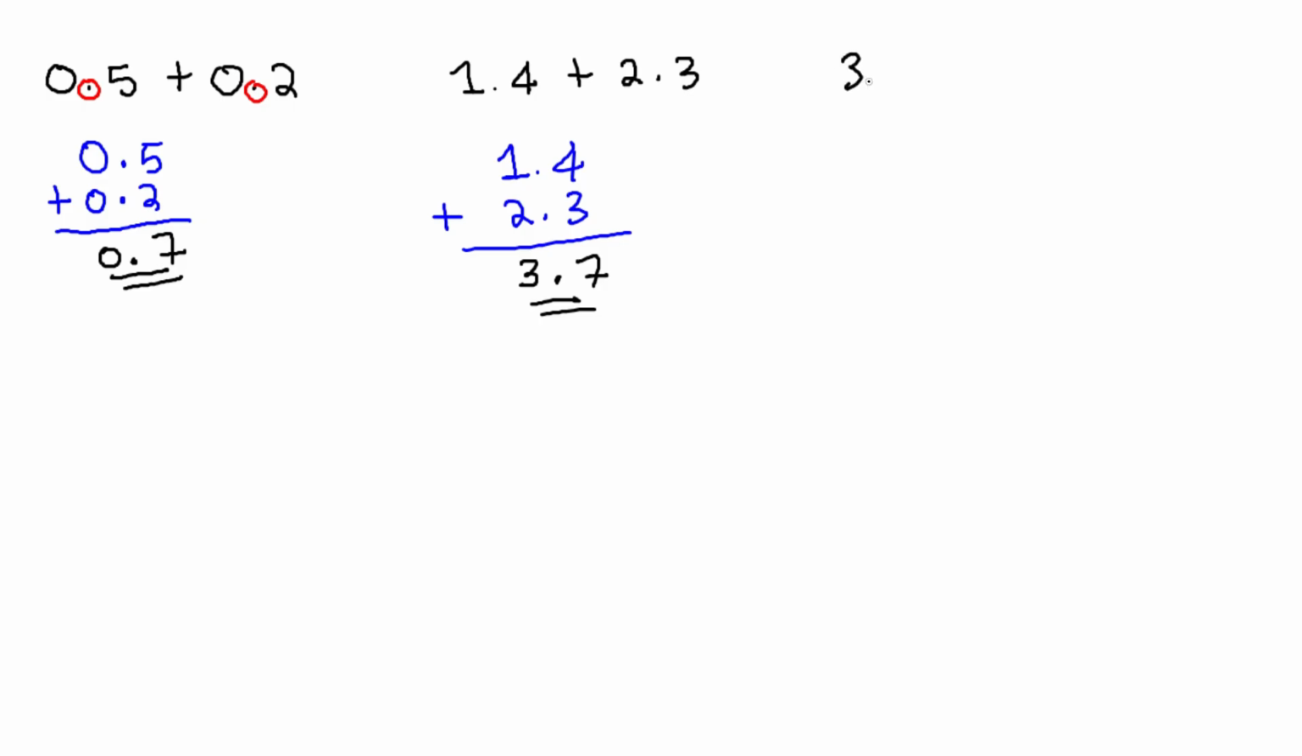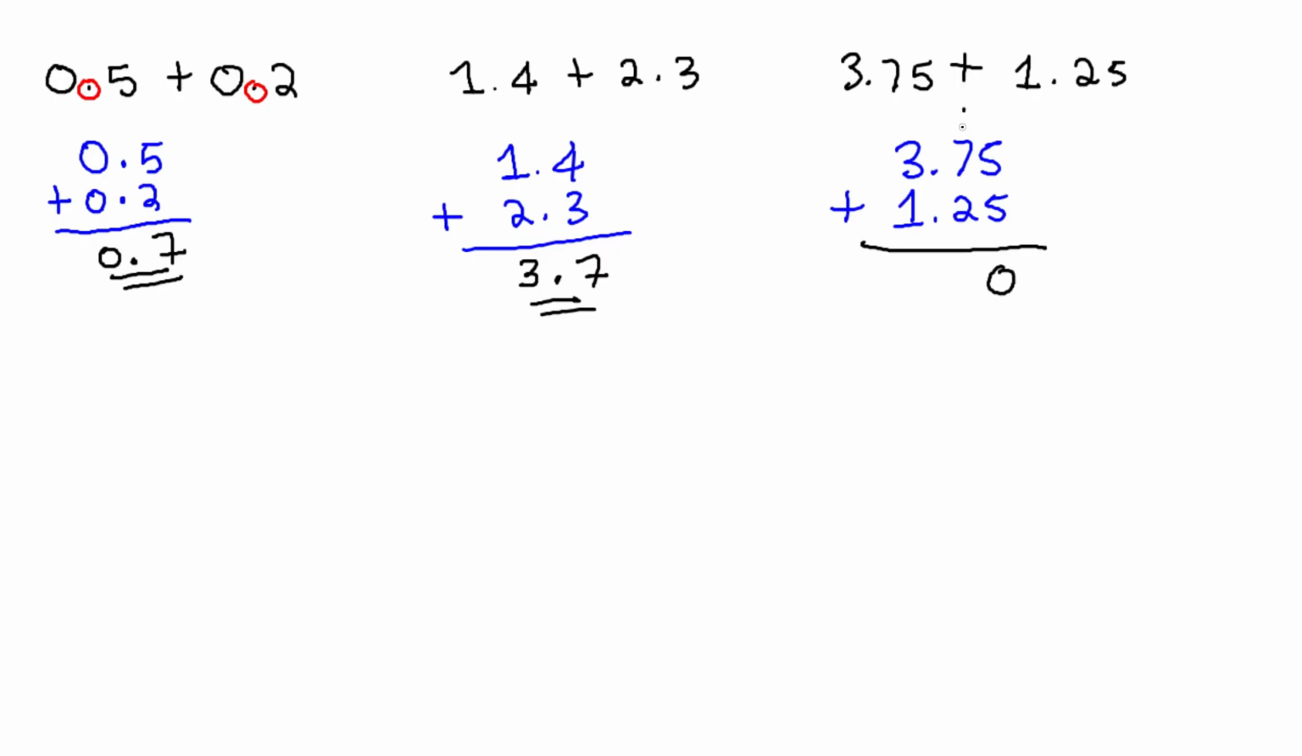The problems will start to get a little harder. Try adding 3.75 plus 1.25. So first you need to line up these numbers. Let's line up 3.75 plus 1.25. Alright, let's add 5 plus 5. It will be 10. Carry the 1. 1 plus 7 is 8, plus 2, that will be 10. Carry the 1, bring down your decimal. Now 3 plus 1 is 4, plus 1 is 5. Now we have 5.00. So basically this means 5.